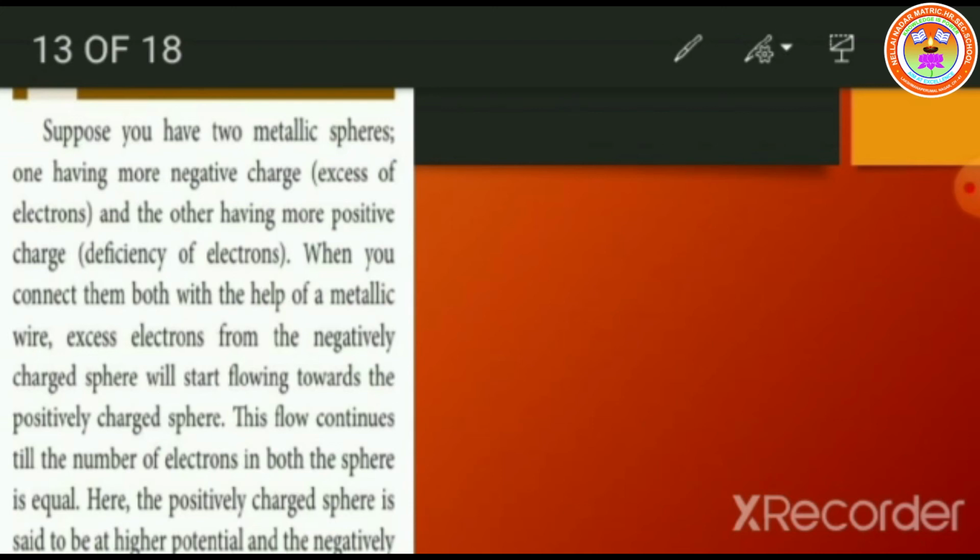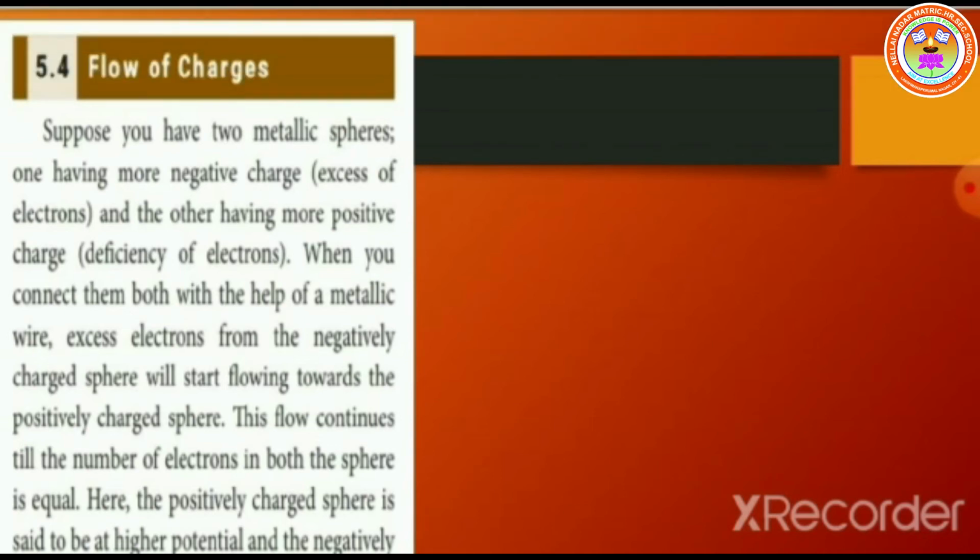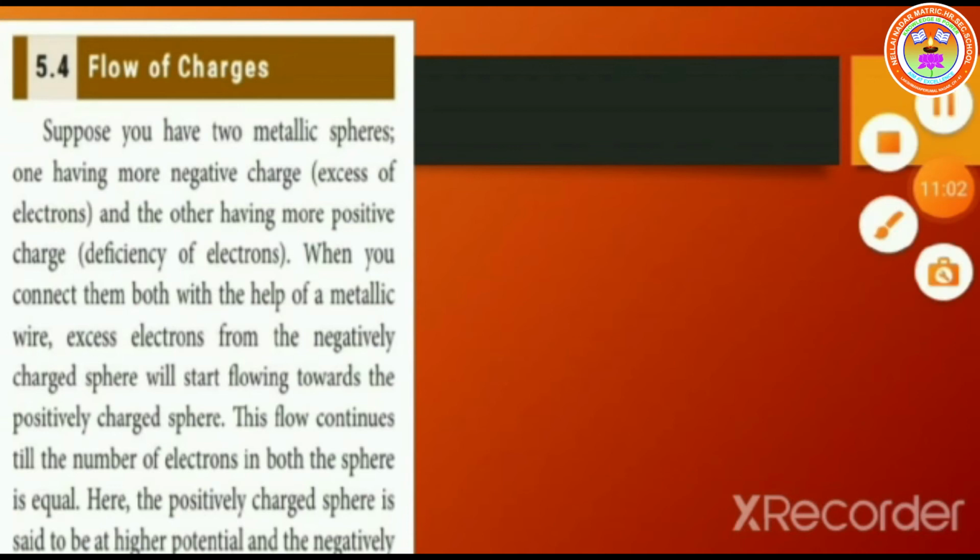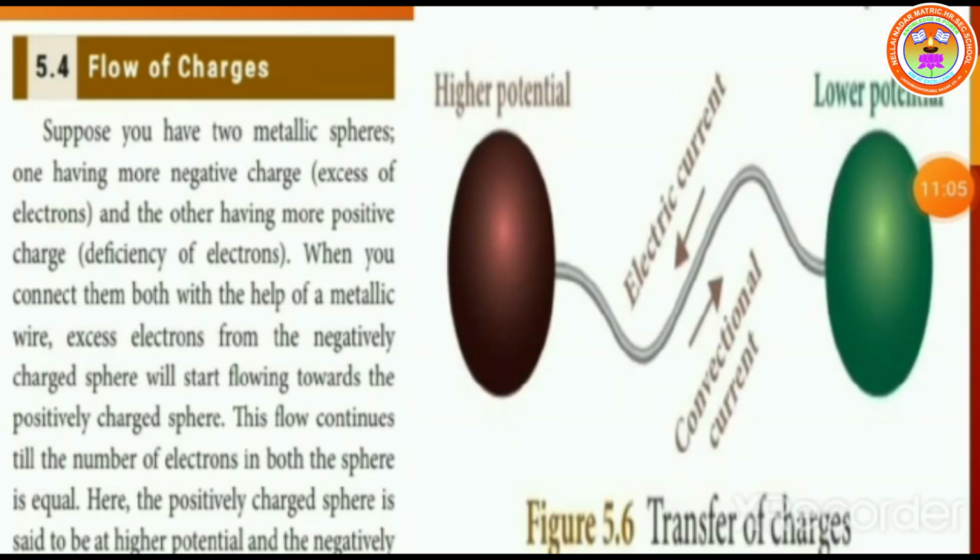Here the positively charged sphere is said to be at higher potential and the negatively charged sphere is said to be at lower potential. Hence, the electrons flow from lower potential to higher potential. This is known as electric current, the flow of electrons. The difference between these potentials is known as potential difference, commonly known as voltage.